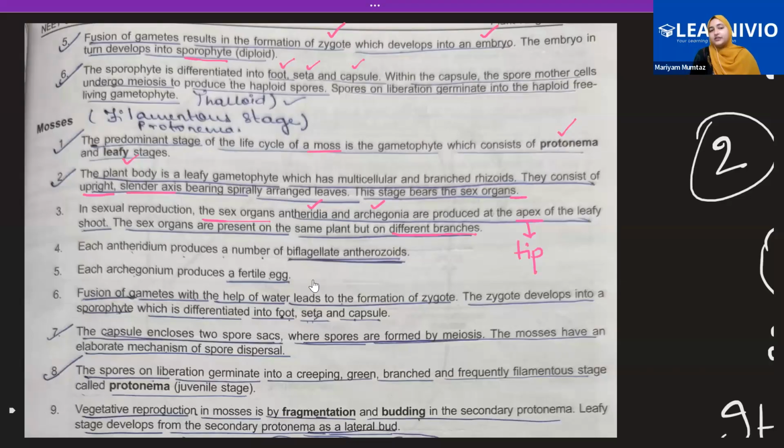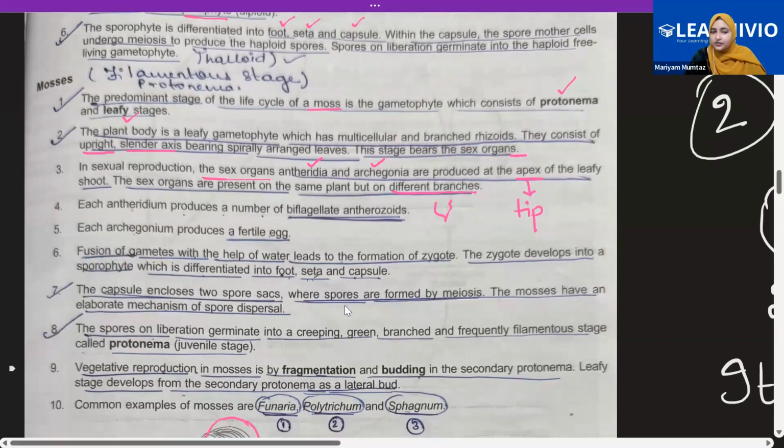The antheridium is going to produce a number of biflagellate antherozoids. So they'll have two flagella present. And the archegonium is going to make the fertile eggs. Once the gametes fuse, they'll form a zygote. The zygote will again make the sporophyte, which will be differentiated into foot, seta, and capsule.